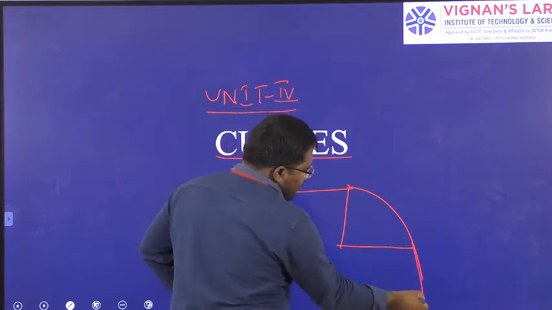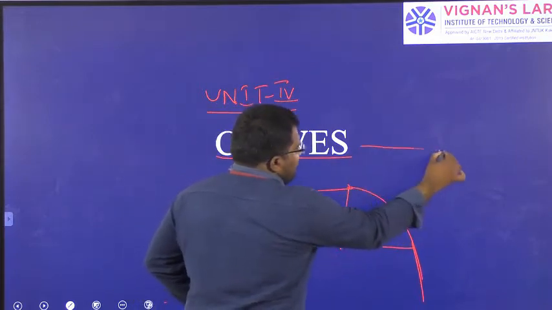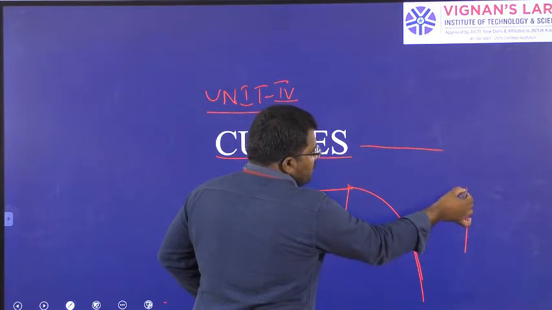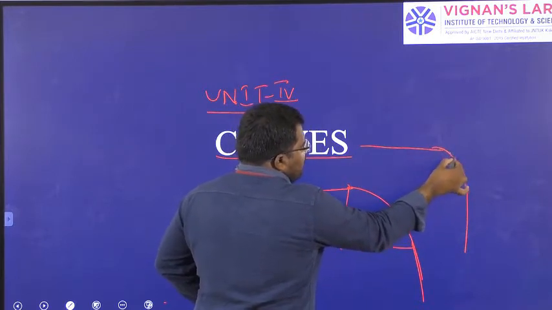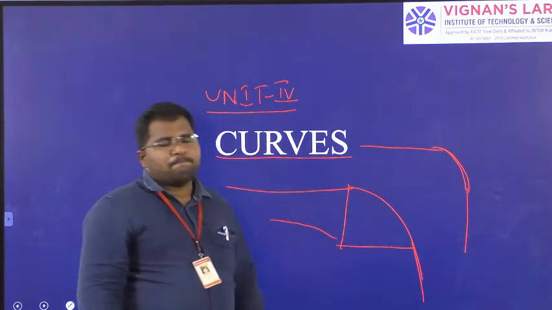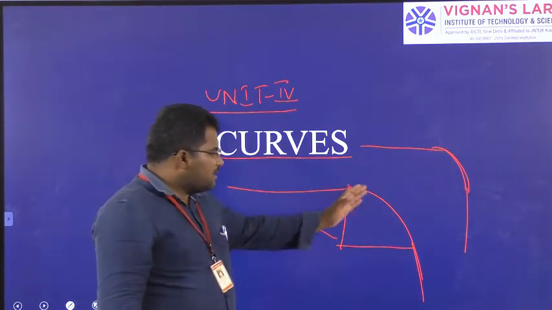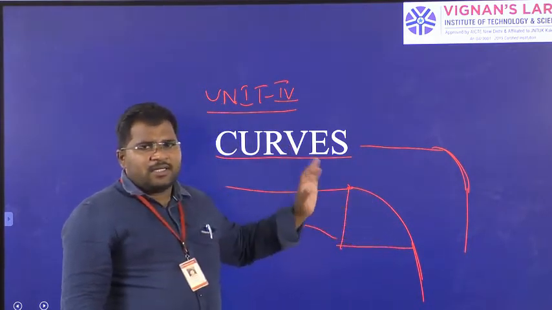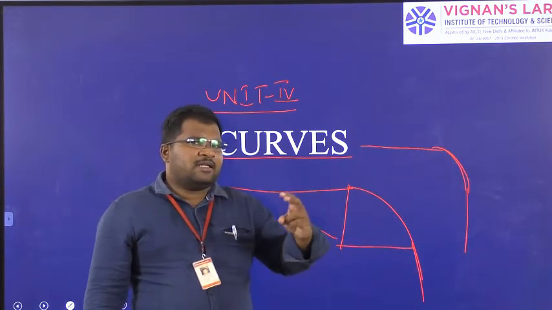If 2 straight lines are there, this is one straight line, this is another straight line. To connect from one straight line to another, you need to have some curved portion. That is called a curve. These curves will be there in 2 directions.